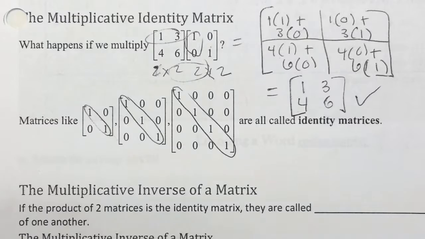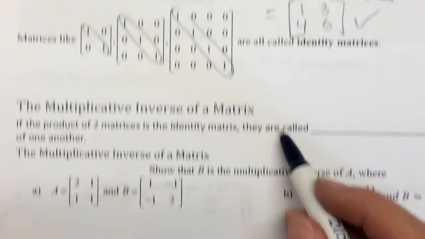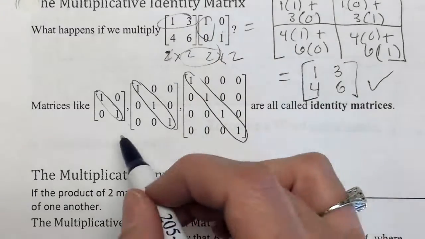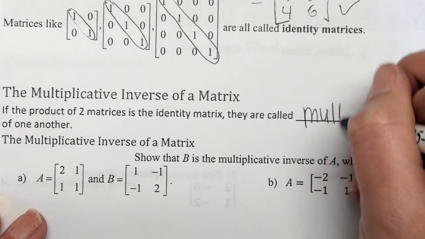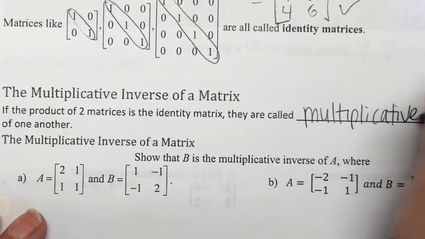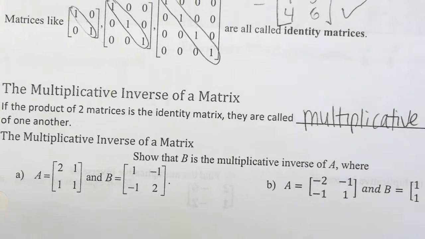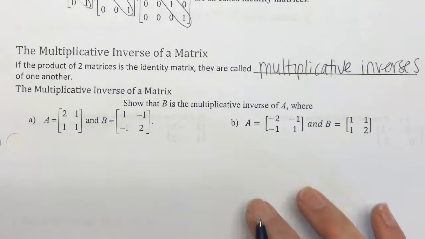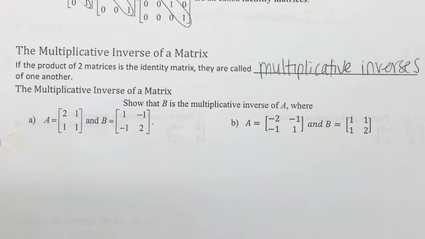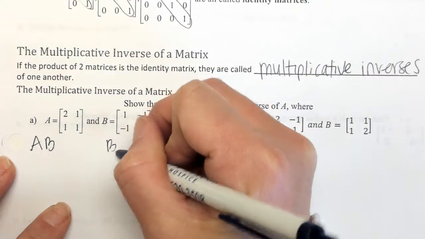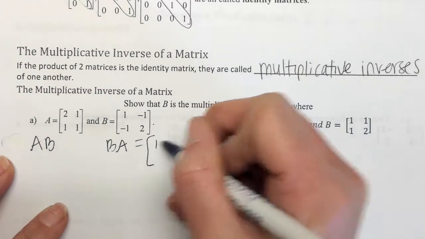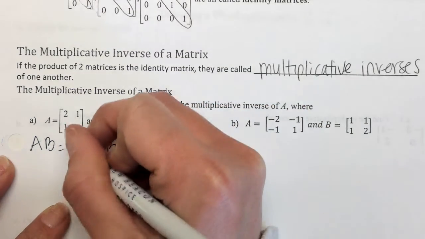So what I'm trying to get at is if the product of two matrices is the identity matrix, if you multiply two matrices and get one of these matrices, they are inverses of one another. Actually, multiplicative inverses of one another. So I'm going to zoom out some. Again, if you multiply two matrices together, they give you the identity matrix. That means they're inverses. So that's what we're going to check here with these matrices. We're going to find A times B and B times A. And if they both equal the identity matrix, then they are inverses of one another.